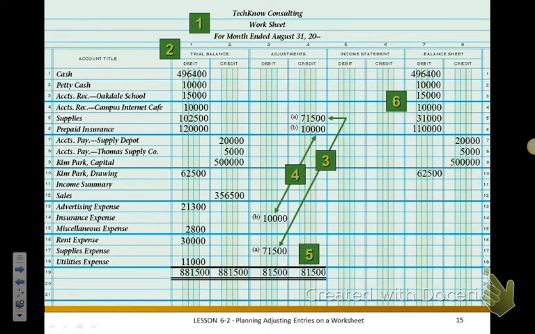Then we're going to extend out the information. We're going to extend our balance sheet accounts into the balance sheet columns, and we're going to extend our income statement accounts into our income statement columns. Now, some of you might be saying, well, which is which? All of your assets, liabilities, and owner's equity are your balance sheet accounts.